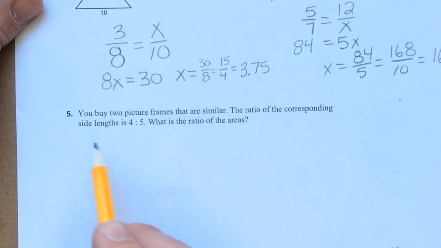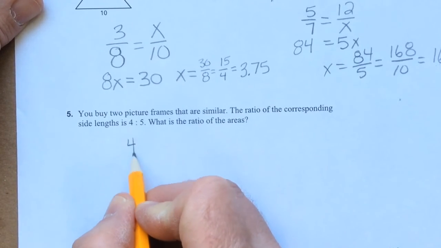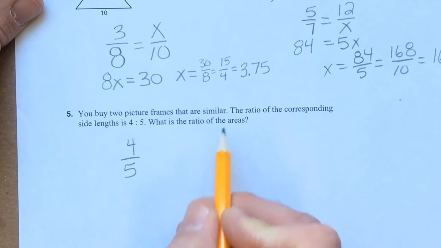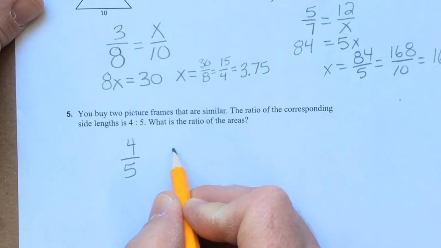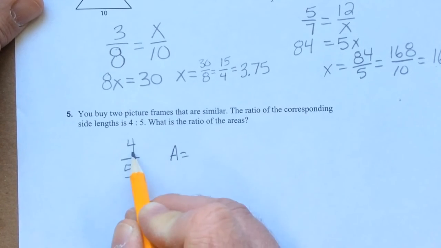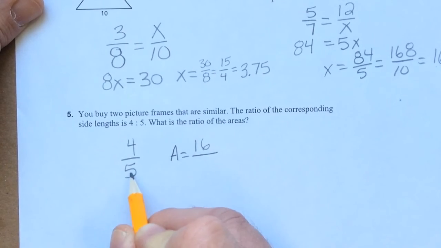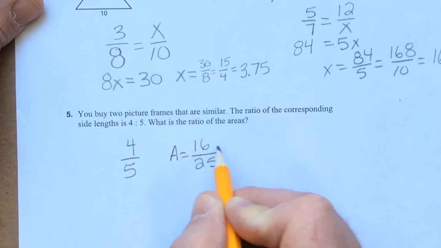Finally, you buy 2 picture frames that are similar. The ratio of the corresponding side lengths is 4 to 5. What's the ratio of the areas? Well, remember, the areas will be this squared. So the area would equal 4 times 4 is 16, and 5 times 5 is 25.